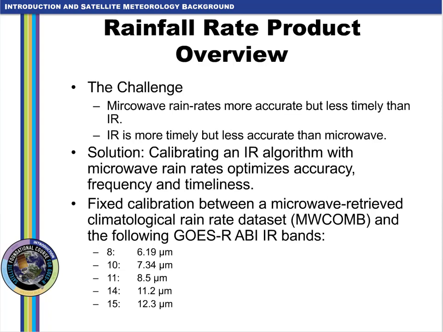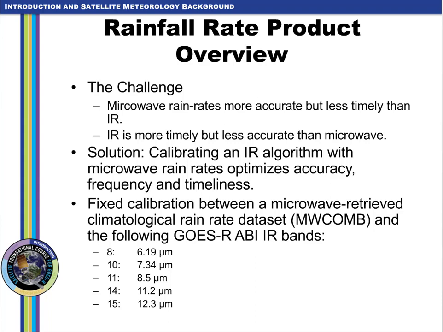The motivation for this product can be easily understood by first understanding the differences between satellite-based rain rates derived from a microwave instrument versus that from an infrared instrument. Microwave-based rain rates are generally more accurate than IR, but less timely since they're on polar orbiting satellites. Meanwhile, IR-based rain rates are generally less accurate than microwave, but more timely than microwave since they are available from geostationary satellites. The solution is to use the more accurate microwave-based rain rates to calibrate an IR algorithm and thus optimize the accuracy, frequency, and timeliness of the product.